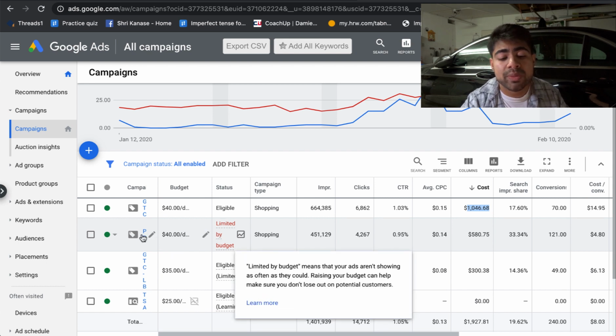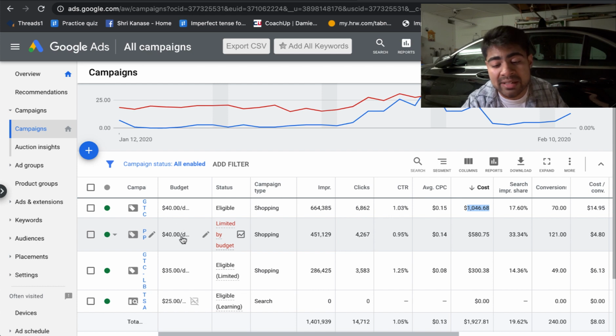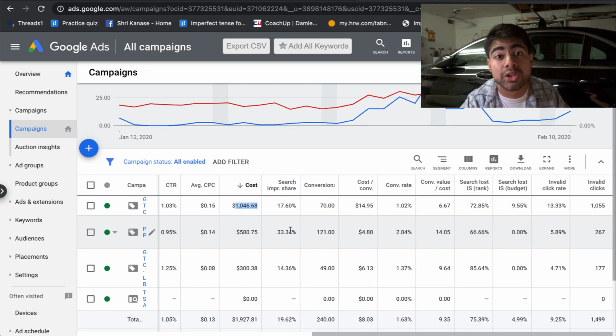This was not the case when the same products were inside the general testing campaign, because this store currently has around 450 to 500 products, and with the budget of $40 even, that is not enough to test 400 to 500 products thoroughly. But when I basically cornered these products inside their own campaigns, that's when I started to see a really good return on ad spend and the best results from this. So that is the main way of basically testing products fast.